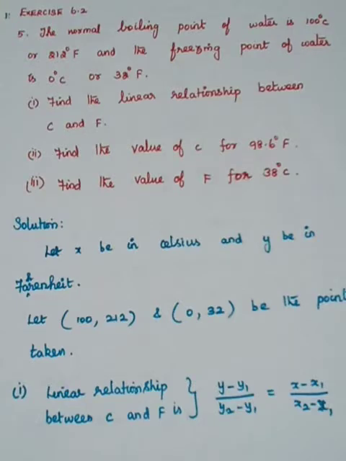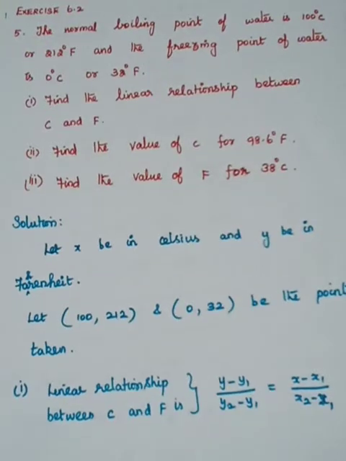The normal boiling point of water is 100 degrees Celsius or 212 degrees Fahrenheit, and the freezing point of water is 0 degrees Celsius or 32 degrees Fahrenheit. The first question, find the linear relationship between C and F. The second subdivision, find the value of C for 98.6 degrees Fahrenheit, and the third subdivision, find the value of F for 38 degrees Celsius.